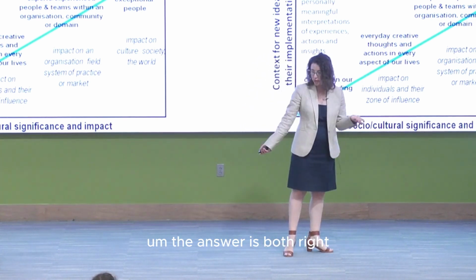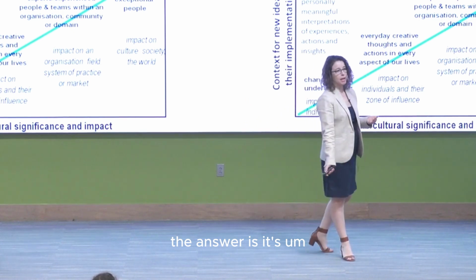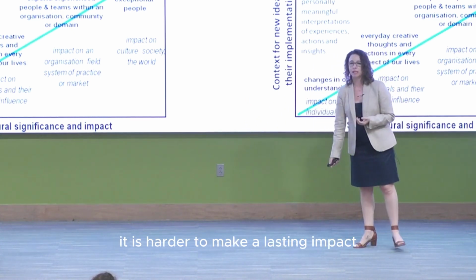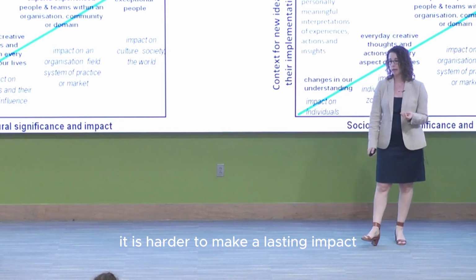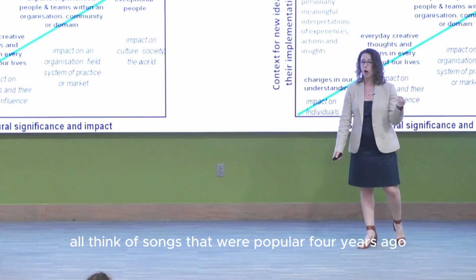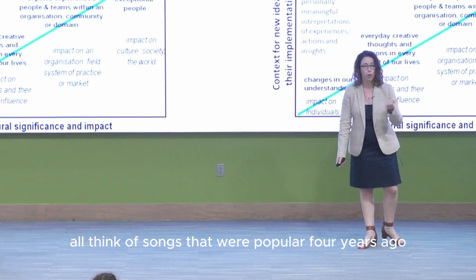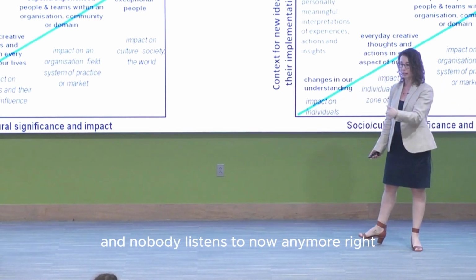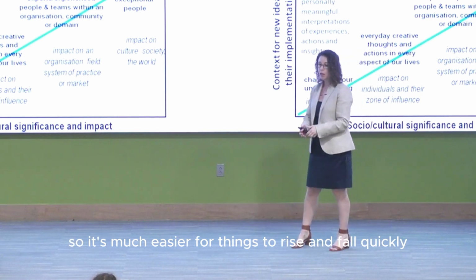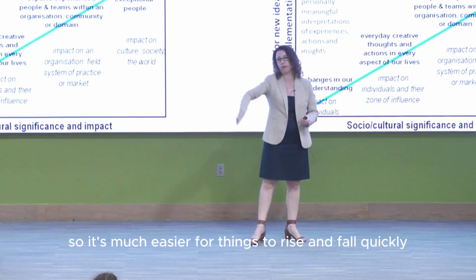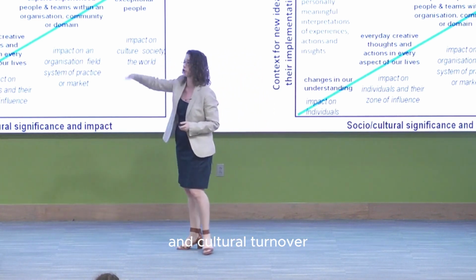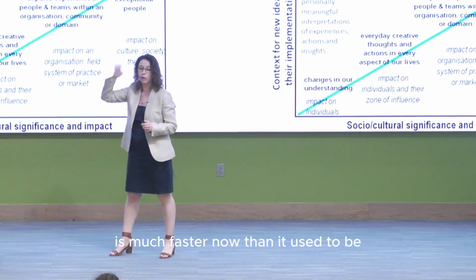The answer is both, right? The answer is it's easier for more people to see your work quickly. It is harder to make a lasting impact, right? Because we can all think of songs that were popular 4 years ago that everybody listened to 4 years ago and nobody listens to anymore, right? So it's much easier for things to rise and fall quickly because culture is moving much faster now and cultural turnover is much faster now than it used to be.